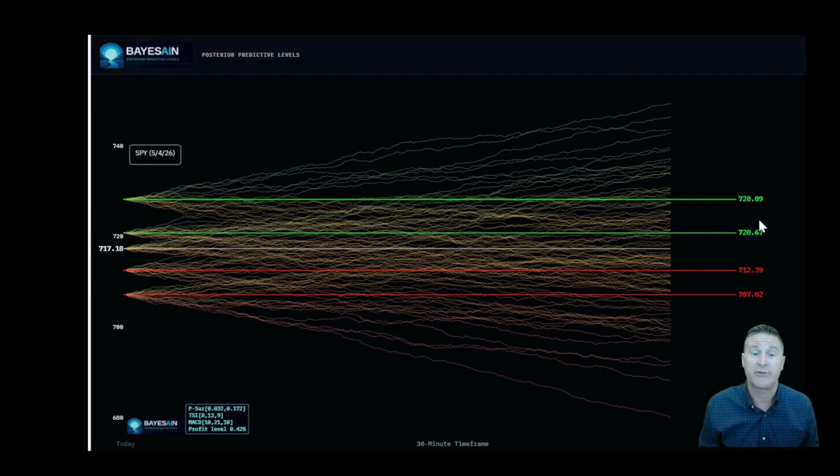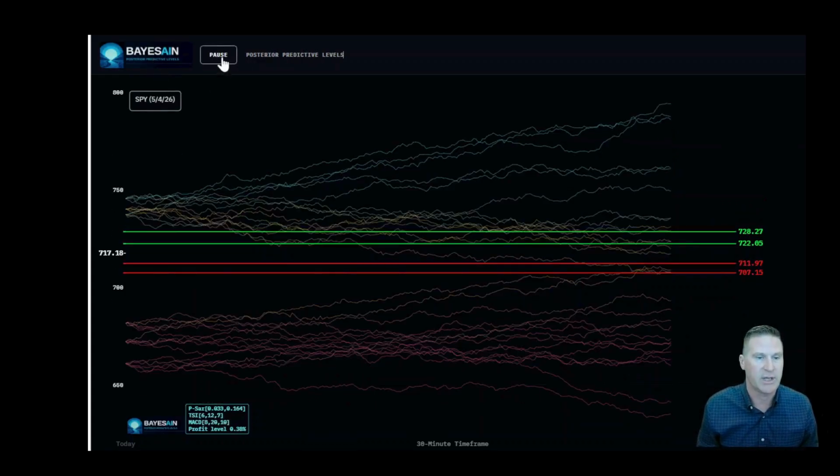So what you see in front of you is a visual representation of the Bayesian learning algorithm. What I've inputted here is the most current price for SPY, which is the ETF that tracks the S&P 500 index, and dated as of today, which is May 4th of 2026. Now let's let the algorithm begin its work.